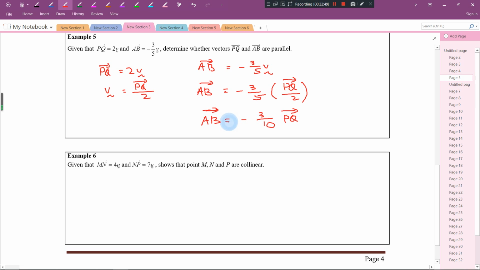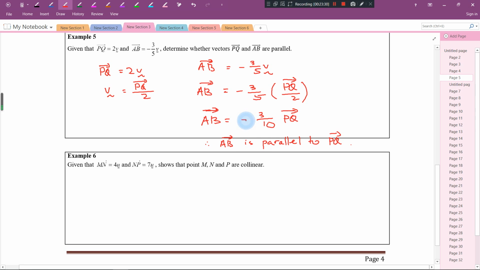Okay, from here, what information can you get? You know that they are actually in opposite directions, right? And now, since we already wrote this one, AB is equal to a constant times PQ, a scalar multiple, so we can say that, therefore, AB is parallel to PQ. If you want, you can say therefore AB and PQ are parallel to each other.